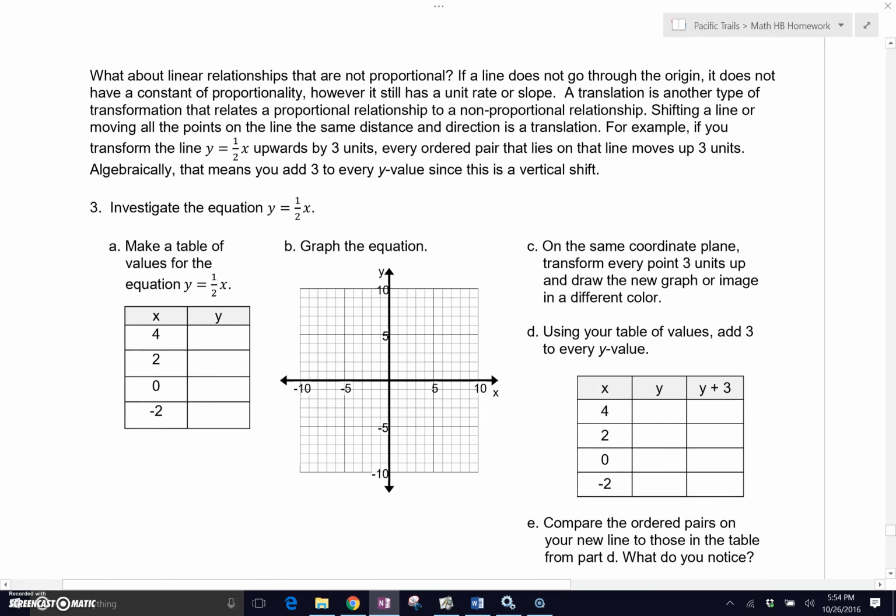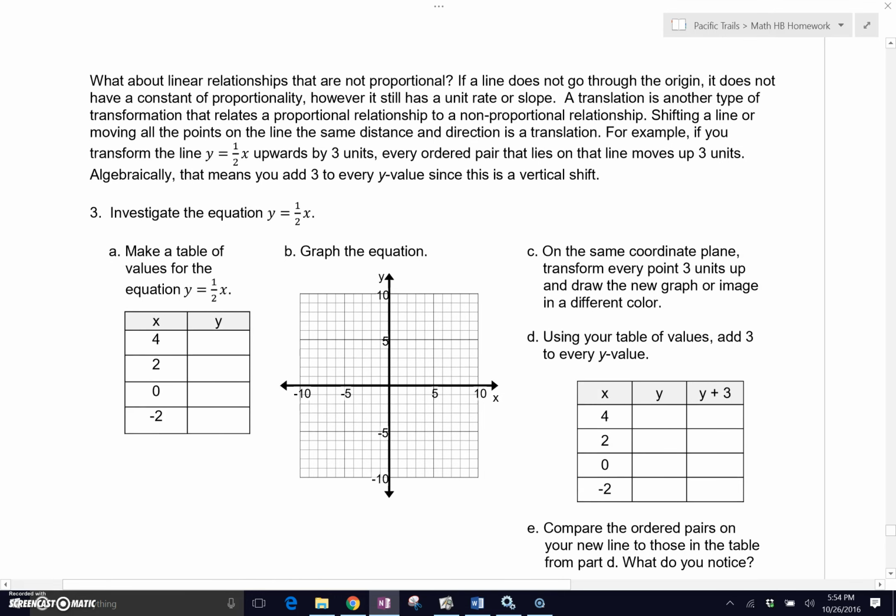It says, what about a linear relationship that is not proportional? If the line does not go through the origin, it does not have a constant of proportionality. However, it still has a unit rate. Remember, unit rate is just how much it is increasing by.